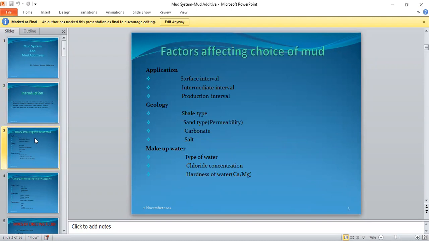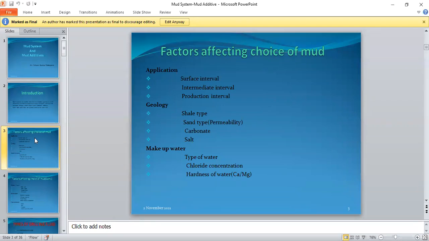Factors affecting choice of mud. One of the factors is application. Under application, we're looking at surface interval, intermediate interval, and production interval. Now, every well you're drilling has these three intervals. When you start drilling, that's called the surface interval.